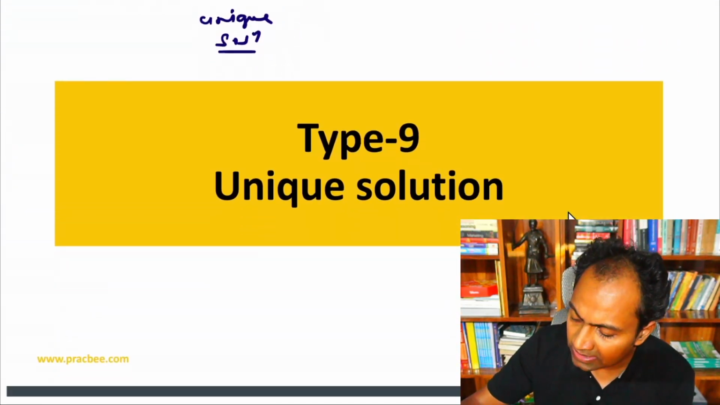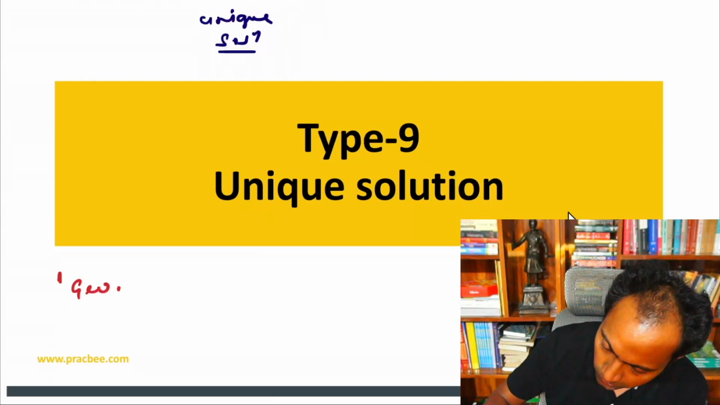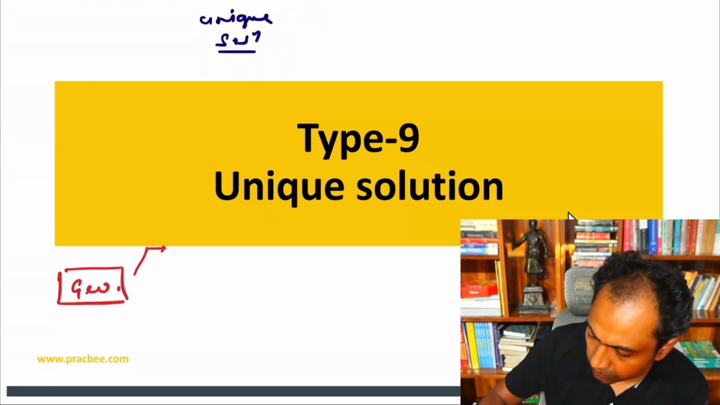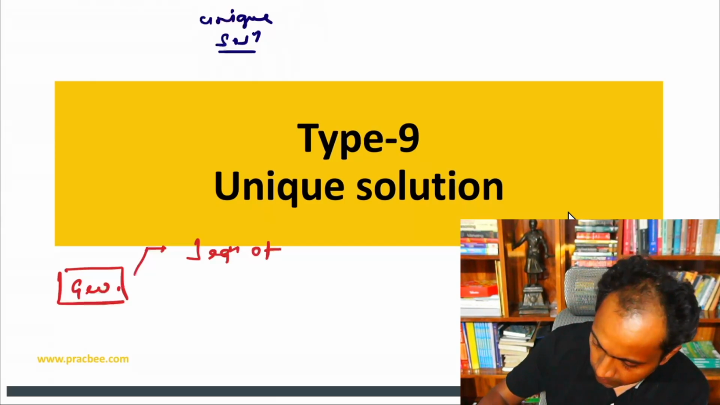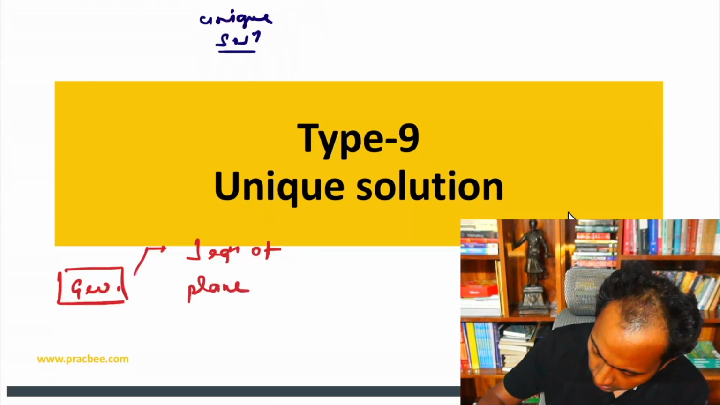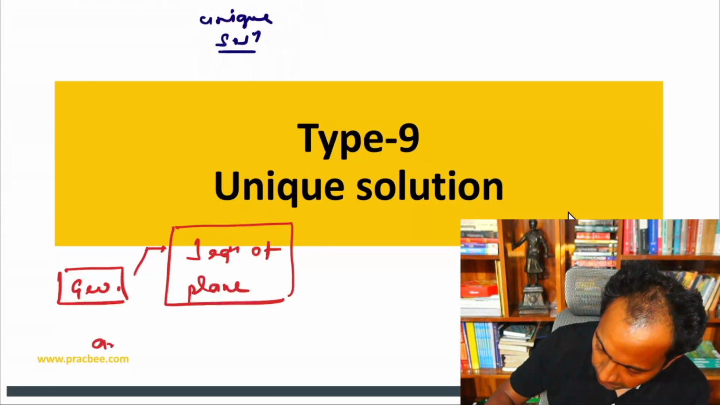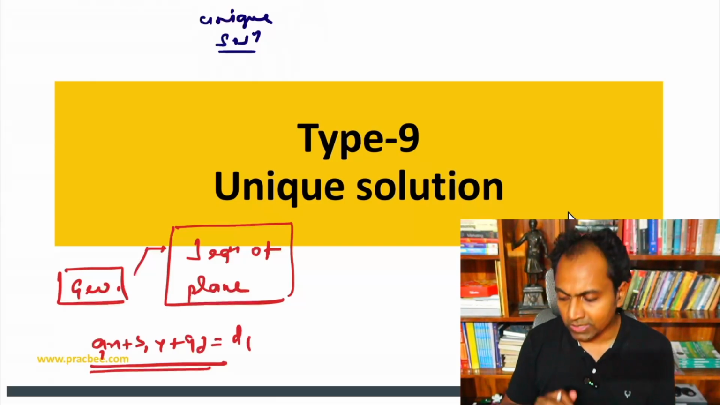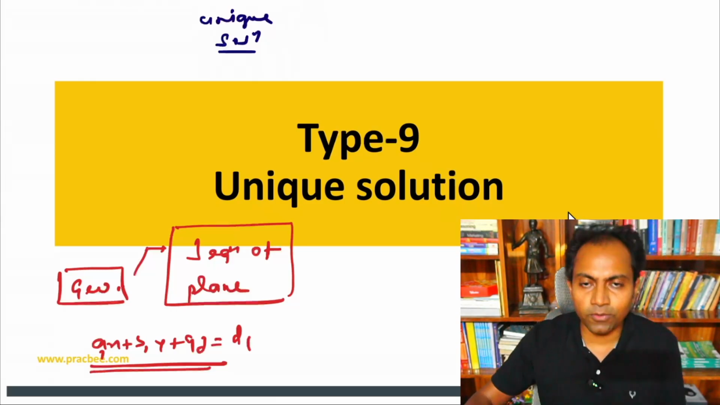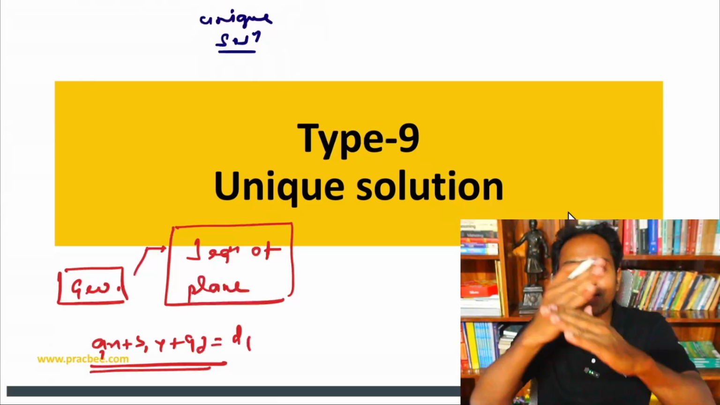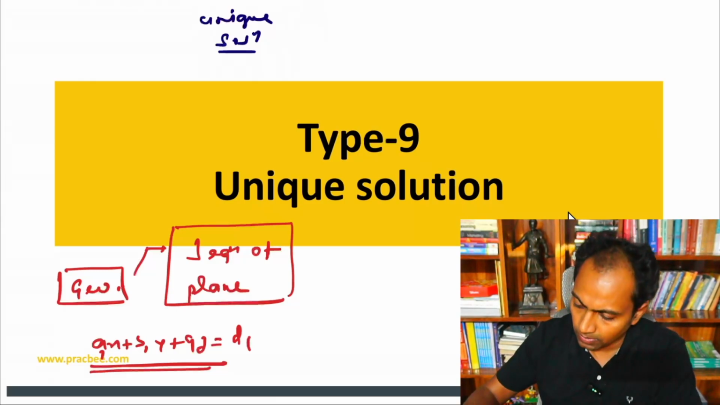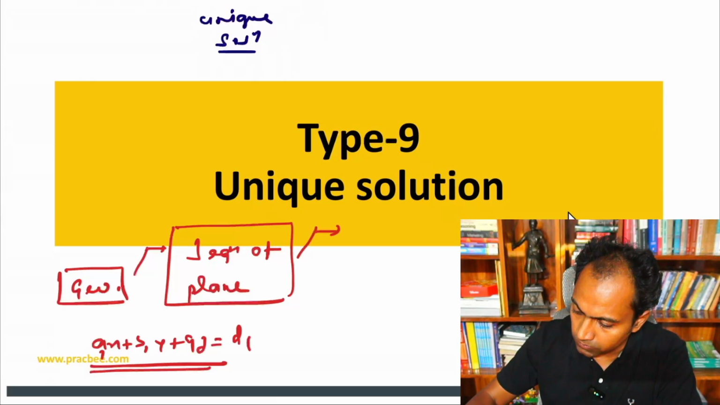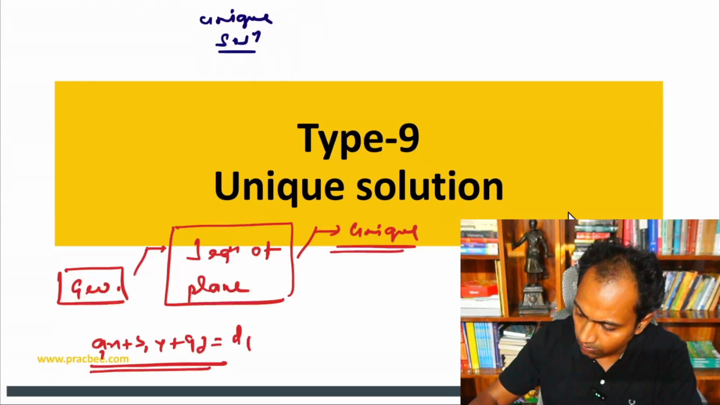So if I analyze the same situation from a geometry point of view, we have three equations of planes, because a1x plus b1y plus c1z is equal to d1. This is nothing but an equation of a plane. So when we are talking about three planes with a unique solution, those three planes are intersecting at a unique point. When it is a unique solution, what does it mean? It means basically there is a point of intersection.